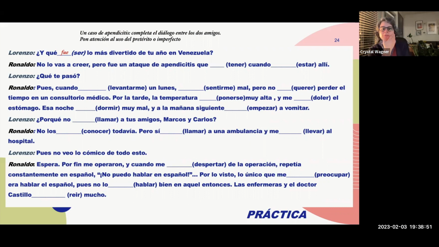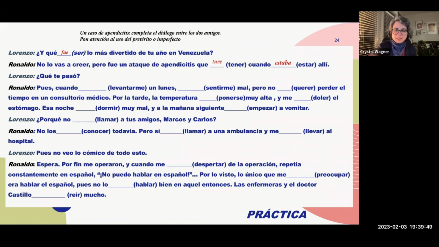So tener, right? To have. Cuando, estar allí. In this case, an appendicitis attack, un ataque de apendicitis, would be an event, right? So, el pretérito. And tener would be an irregular tense, right? In the yo. Remember, you have to be familiar with how to conjugate this. Tuve. Cuando. Now, would this be the preterite or the imperfect? Let's see. Estar allí. Here, I'm not getting a specific time reference for how long or when this happened. It's just saying when I was there. So therefore, it would be the imperfect. Because it was in the past, we know that it happened at some point in that year, tu año en Venezuela, but it's not telling me specifically when.